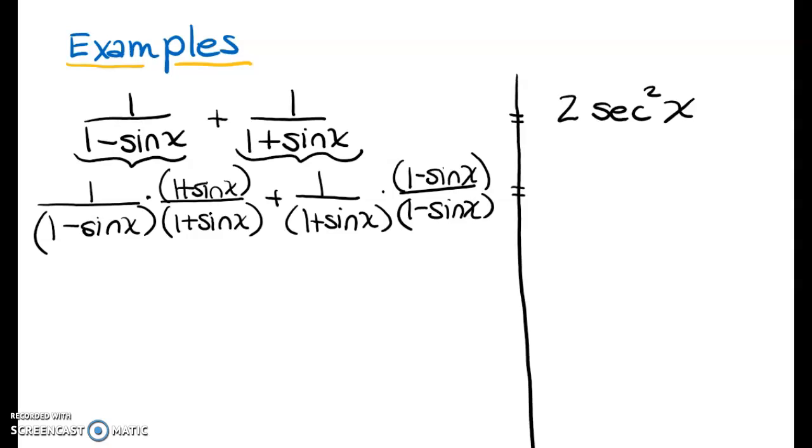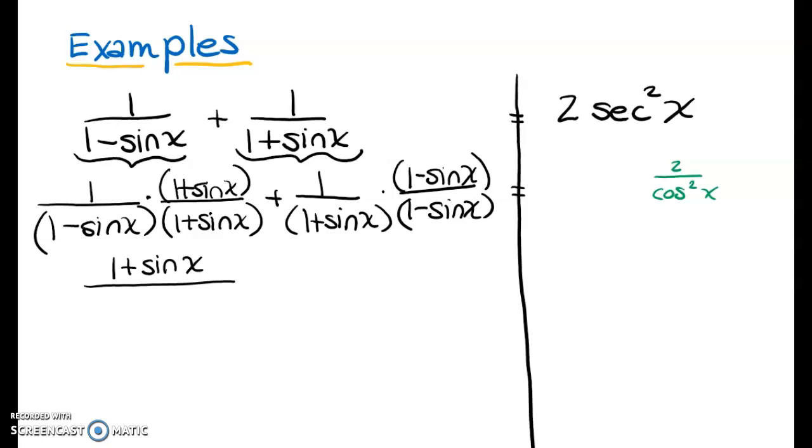Sometimes we do these things and it doesn't help us at all. The other thing I want you to keep in mind is that secant squared of x is really 1 over cosine squared of x. Keep that in mind while we're working through this. I'm going to keep that up here in green as a hint so that we know what we're really trying to get to. When I do this, I should end up with a common denominator.